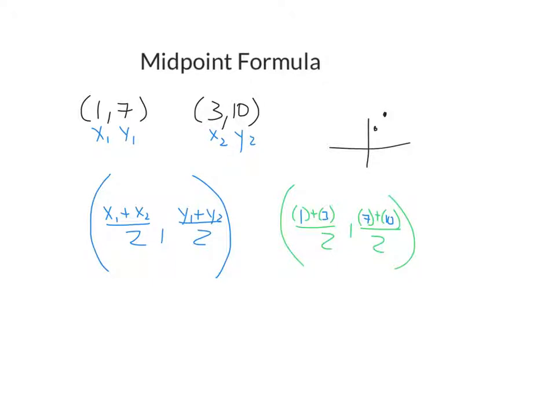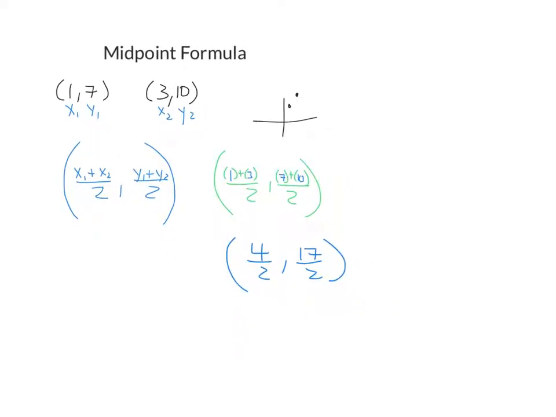And that gives us, let's see, 3 plus 1 is 4, and 7 plus 10 is 17. So we're going to have 4 over 2, comma, 17 over 2, and that equals 2, because 4 over 2 is 2, and 17 over 2. Now, we could always leave it like that, or we could find the decimal, and that's going to be 8.5.